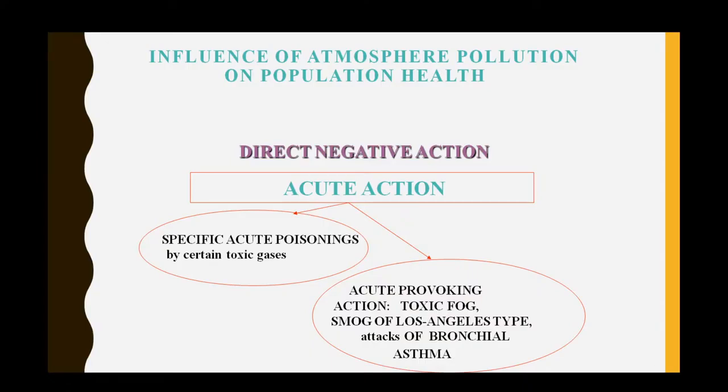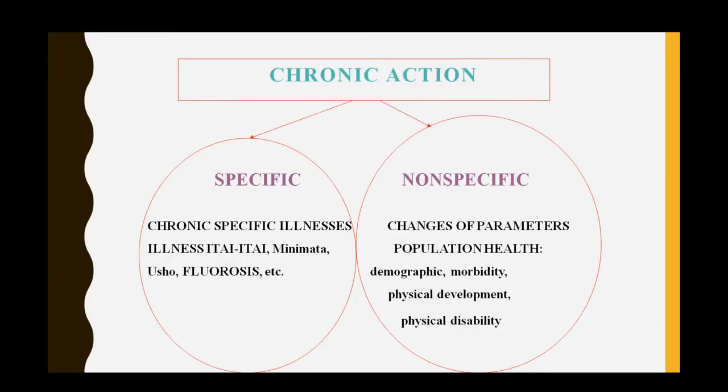On this slide you can see different kinds of negative influence of atmosphere pollution on population health. This influence may be direct and indirect, acute and chronic. Acute action, for example, may be specific acute poisonings by certain toxic gases, and maybe acute provoking action, for example, toxic fog, smoke of Los Angeles type, attacks of bronchial asthma. And maybe chronic action also, which is shared into specific and non-specific.